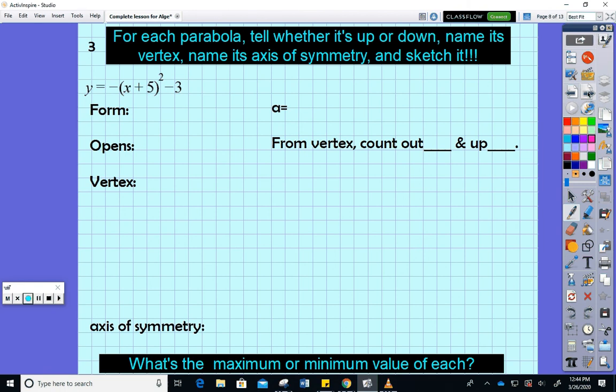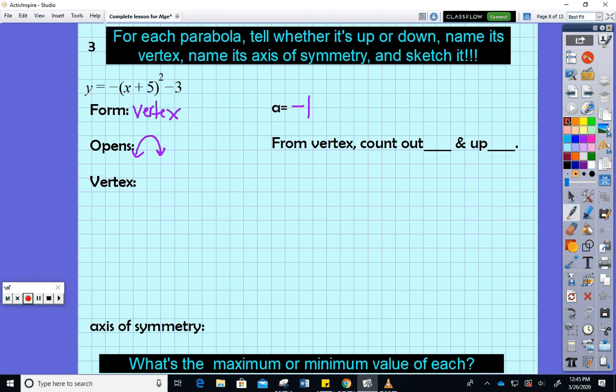All right, so take a look at this one. I'm going to start from the top. The form is vertex form. I hope you're getting better at doing that. This one opens down because do you see that the A value is -1? The A value is the number that comes right after the equal sign and right before the x plus 5 squared part. Vertex I can just look at.